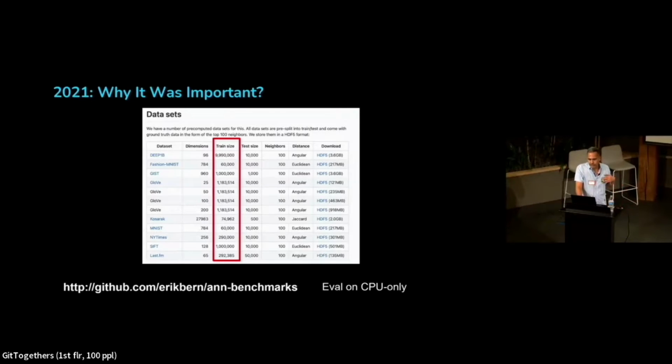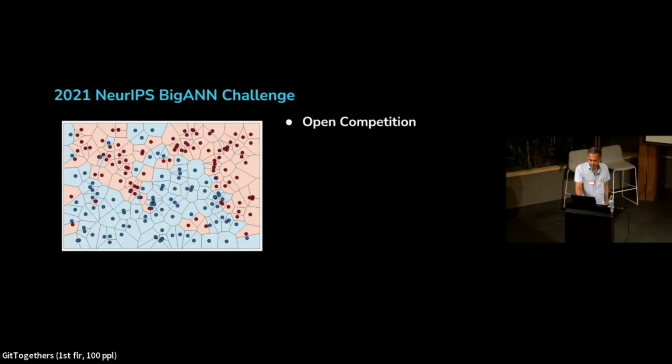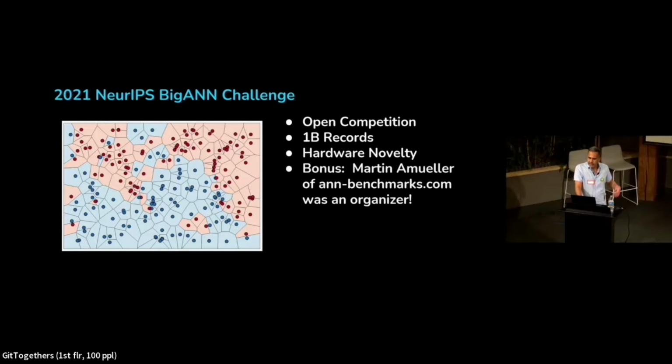Plus, we wanted to also give researchers the opportunity to push the state of the art on things other than just CPUs. So that was our mission, to create an open competition to measure algorithms on large-scale data sets, 1 billion records for each of the data sets. We wanted to have researchers, like I said, push the state of the art in what they can do with different hardware configurations and different kinds of hardware. And as a bonus, one of the creators of ANNbenchmarks.com became an organizer. And this is great because what we were trying to do, I think, complemented what ANNbenchmarks.com was doing at the time.